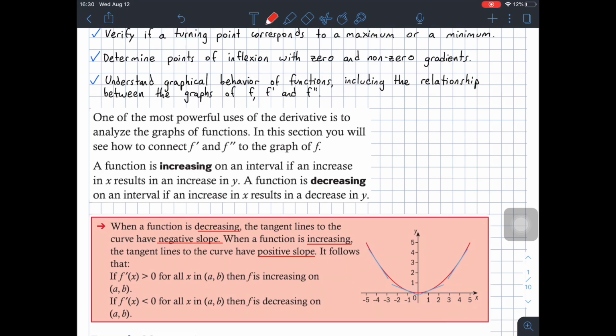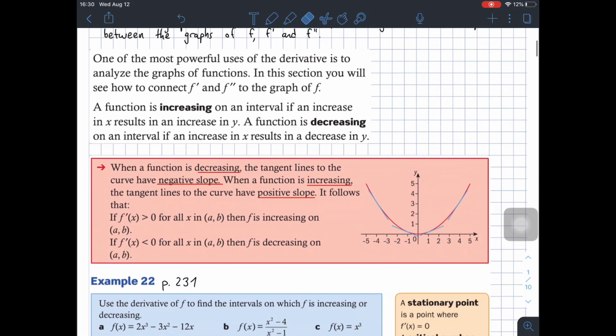of functions. In this section, you will see how to connect f prime with the second derivative to the graph of f. A function is increasing on an interval if an increase in x results in an increase in y. A function is decreasing on an interval if an increase in x results in a decrease in y. Okay, so that's something logical, right? An increasing function will look something like this, and while a decreasing function will look something like this. It'll go down as x increases.